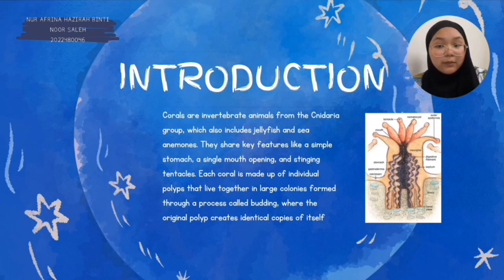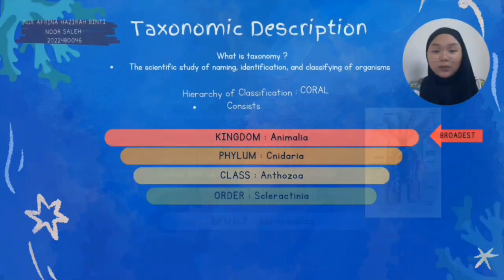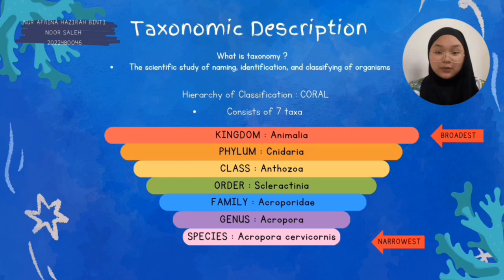Each coral is made up of individual polyps that live together in large colonies, formed through a process called budding, where the original polyp creates identical copies of itself. Taxonomy descriptions. What is taxonomy? Taxonomy is the scientific study of naming, identification, and classifying of organisms.